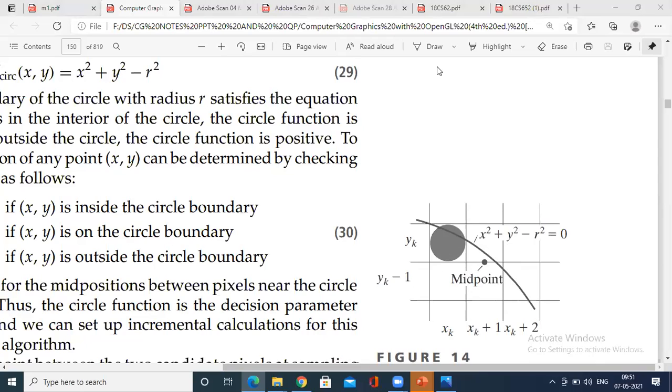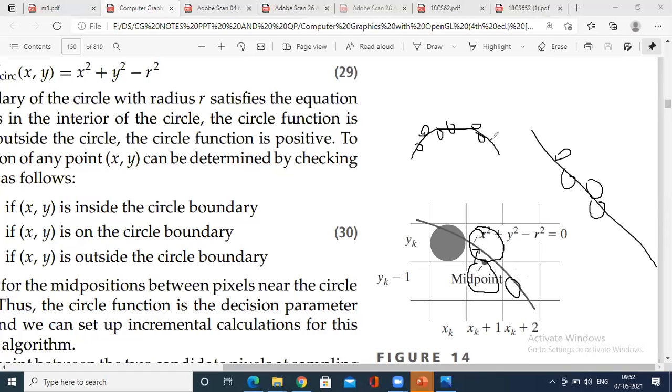Whereas here, this or this might be selected. Again in this case, maybe yk minus 1, or here it is yk only. So as you have seen, this is how the pixels are determined: here, here, here, here. In the case of an arc, this pixel or this pixel. It looks as if it is an arc, but it is not an arc. It is identifying the pixels on the screen, right?